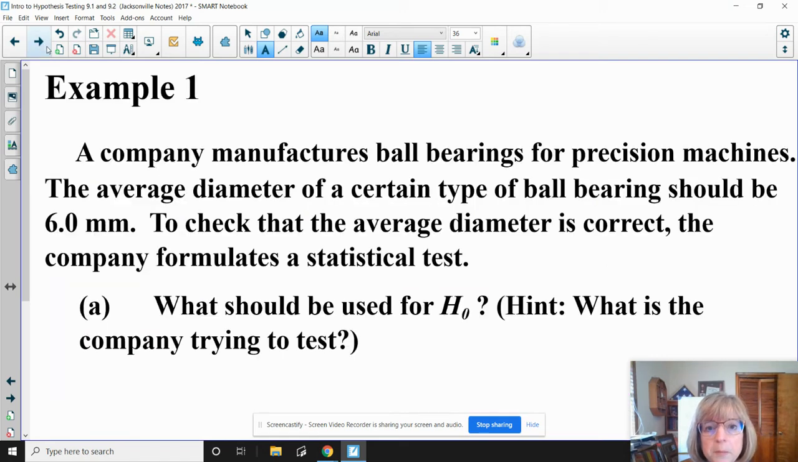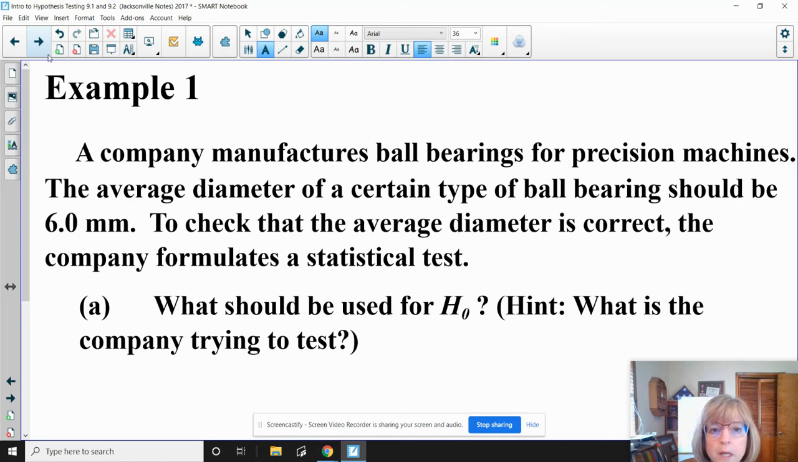So here's an example. We're going to use this example to come up with our null and alternative hypothesis. We've got this company that makes ball bearings, little bitty steel balls for precision machines. The average diameter of a certain type of this ball bearing should be 6 millimeters. To check that the average is correct, the company formulates a statistical test, a hypothesis test.